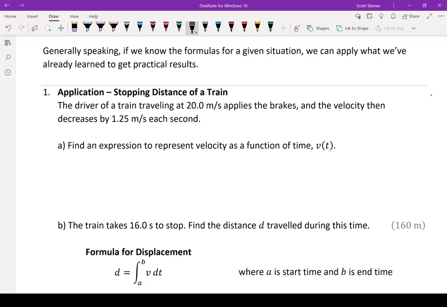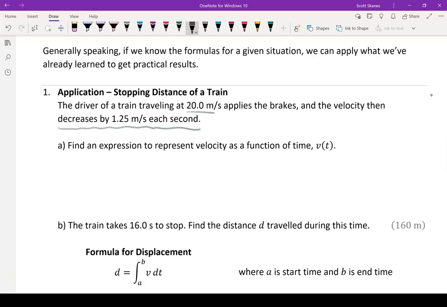Application. Stopping distance of a train. The driver of a train traveling at 20 meters per second applies the brakes, and then the velocity decreases by 1.25 meters per second every second. And it says, find an expression to represent the velocity as a function of time. So in the interest of time, I'm going to just set this up for you. On a test, you wouldn't need to set this up yourself.